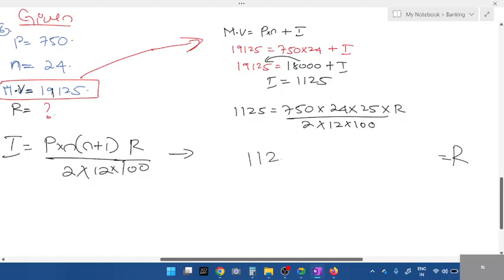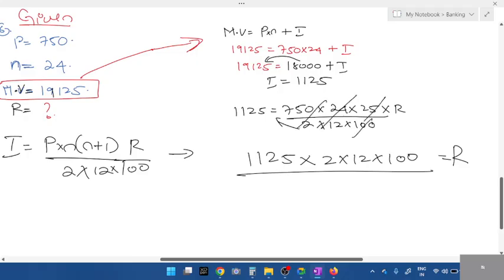Tell me the values. 1125 into which one will get multiplied? 2 into 12 into 100. If you try to reduce while shifting the values, you'll definitely go wrong. Last year students made the same mistake. Don't do it here. First shift all the values. Divided by what are the values?